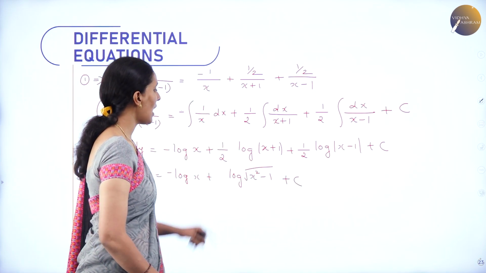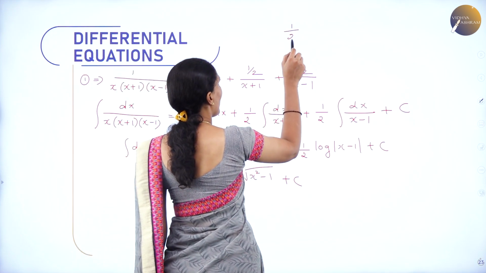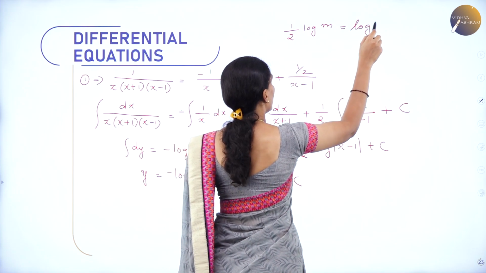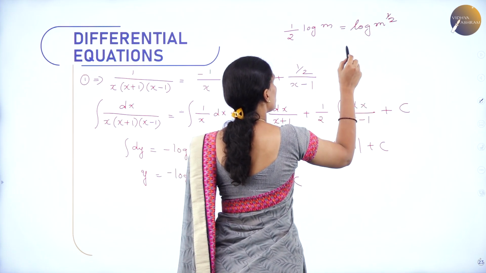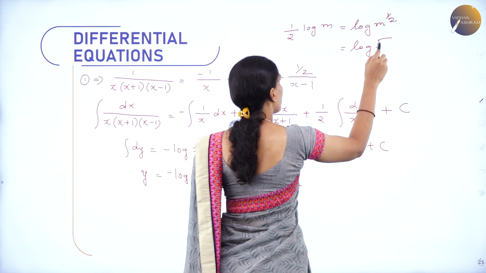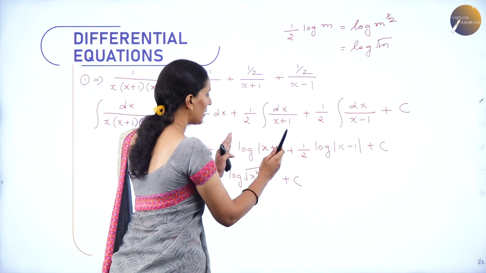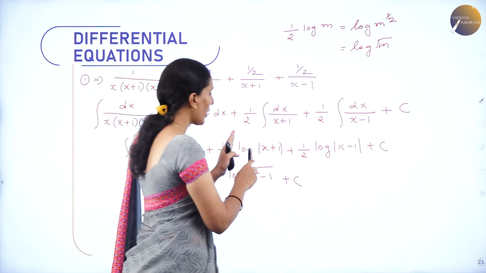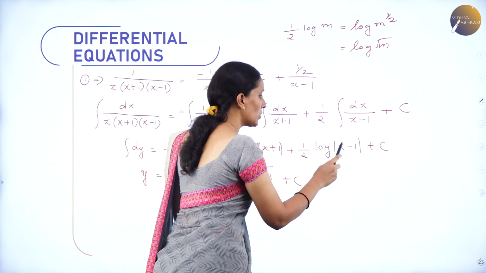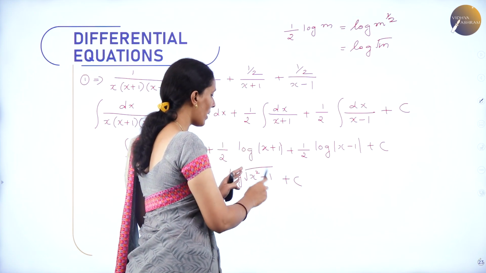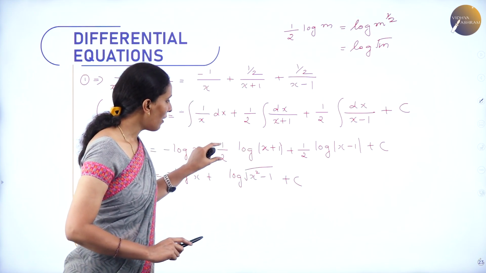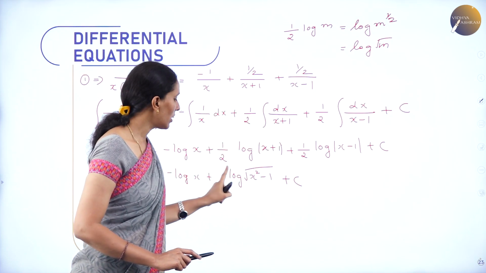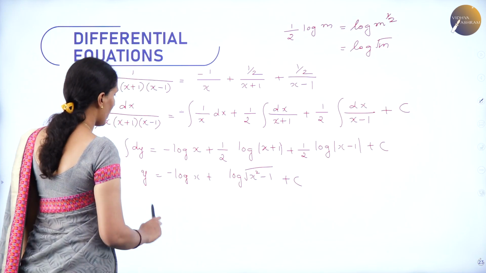Because this is half log x. Suppose you have half log m, then I can write it as log m power half, which means log root m. So using the property of log x plus log y, I can write it as log of x into y. Log of x plus 1 into x minus 1 can be written as x square minus 1. And we have half, which becomes the power, whose index is half, meaning a square root. So it is log of square root of x square minus 1.